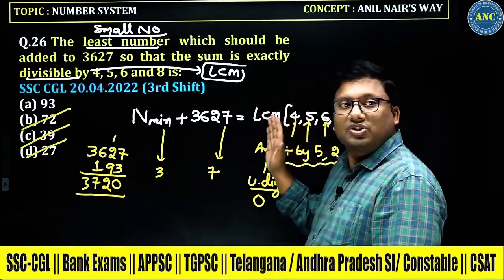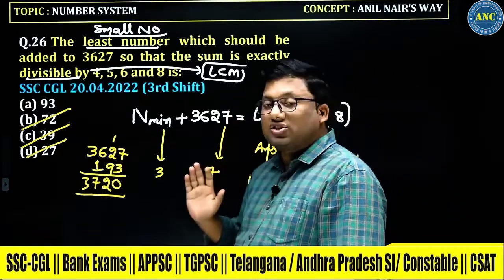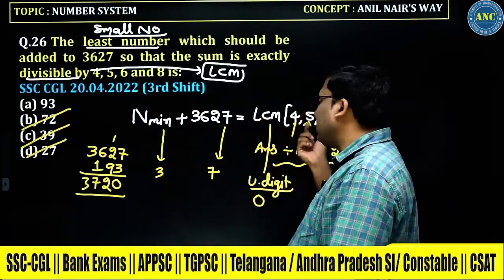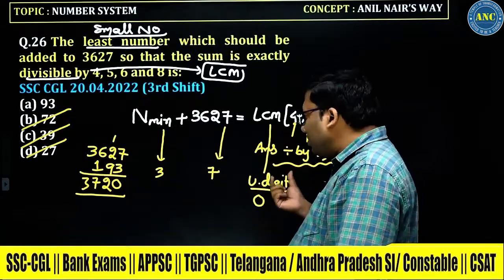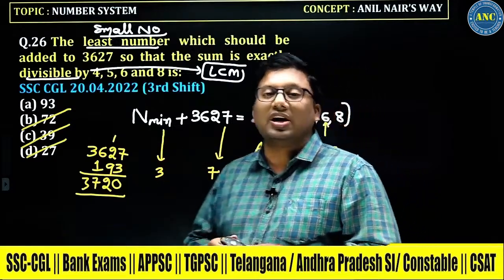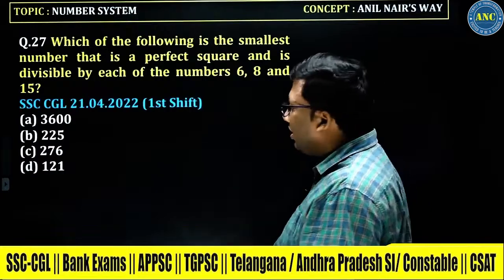Please do not waste your time doing LCM of 4, 5, 6, 8 minus 3627. Here it is divisible by 2, here it is divisible by 5, so the answer will be divisible by 10. That means the unit digit is 0. Here the unit digit is 7, so the added unit digit will be 3, since 3 plus 7 is 10. Only one option, 93. I hope you got an idea.